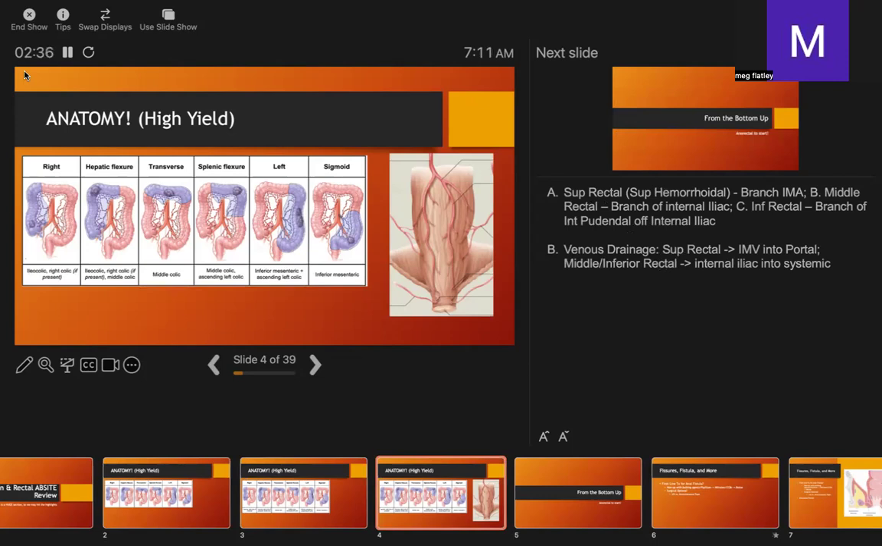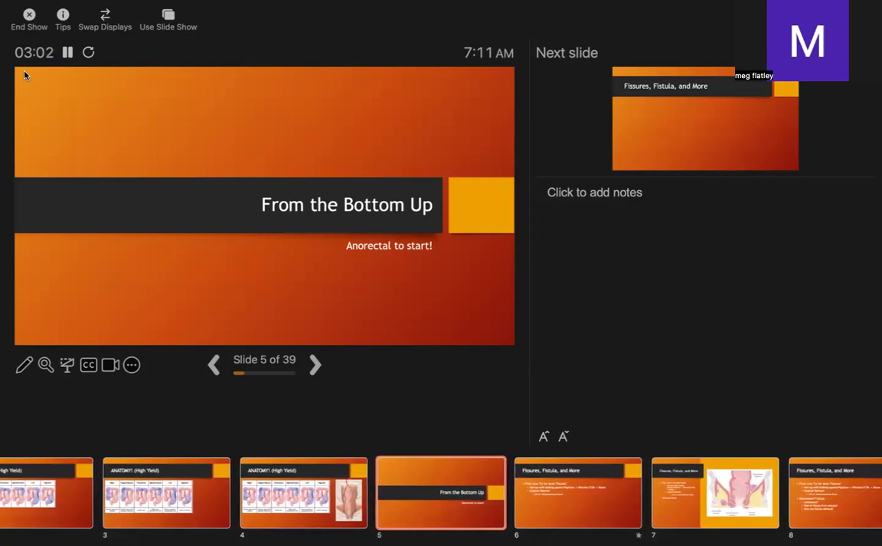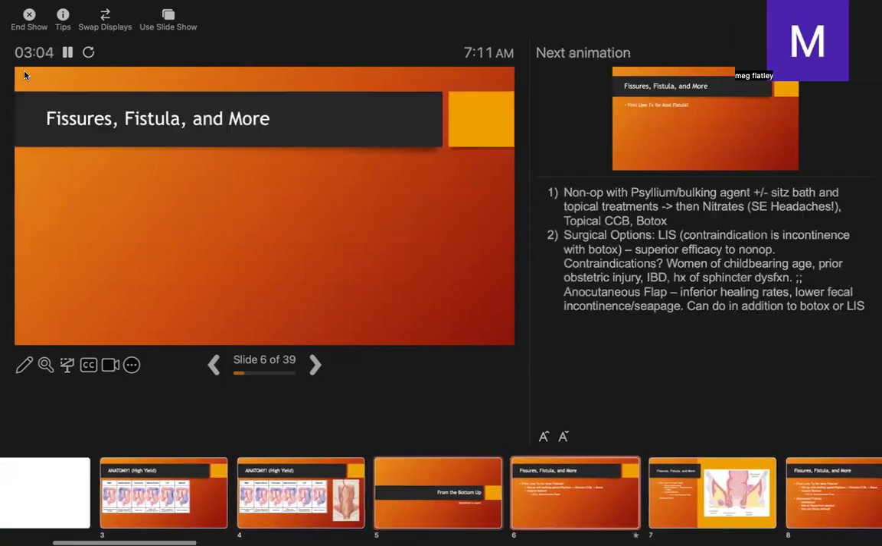Venous drainage of the rectum. Where does the superior rectum drain into? Yeah, the IMV to the portal system, right? Okay, but then your middle and inferior rectal, where do those drain? Yeah, it's systemic, right? So that's just your difference in lymph nodes when you're doing lymph node basins for cancer. Okay, great. Good job. So we're going to start from the bottom up, anal rectal to start.